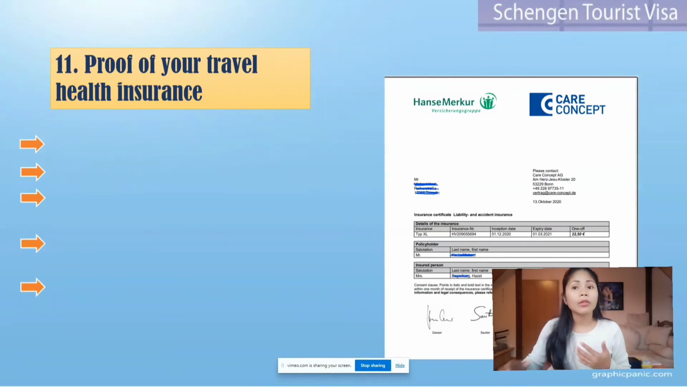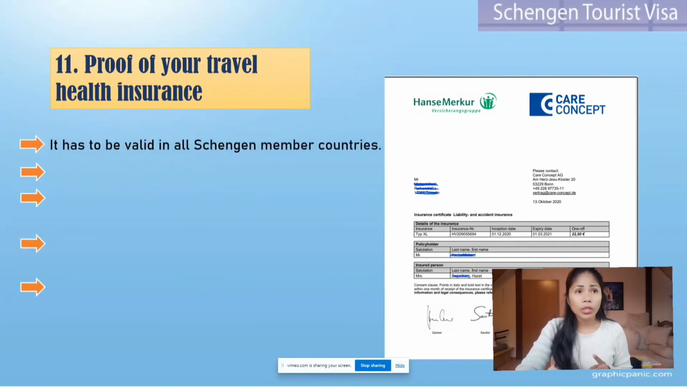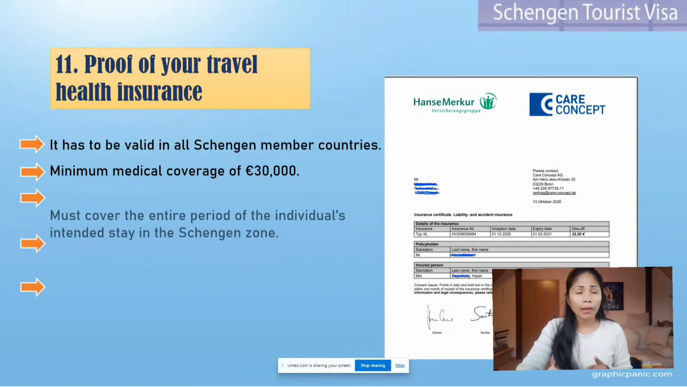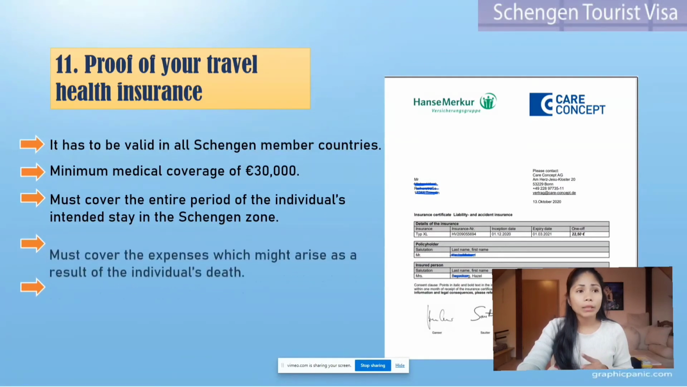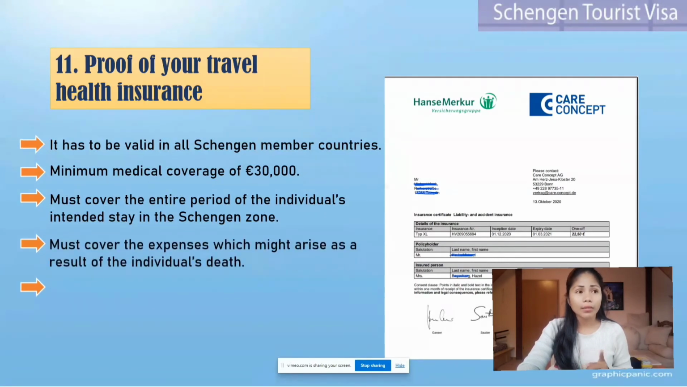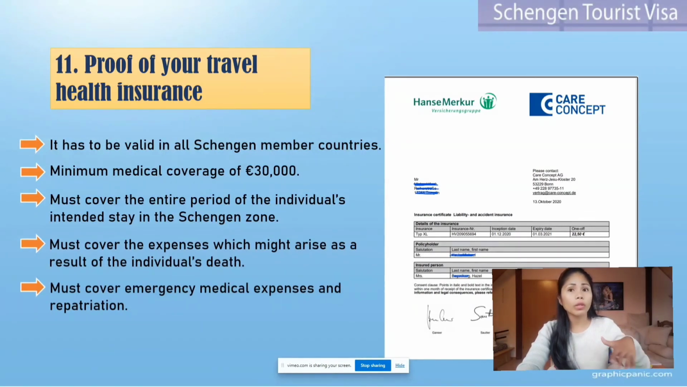Meron ka ng travel health insurance. It has to be valid in all Schengen member countries. Minimum medical coverage of 30,000 euro must cover the entire period of the individual's intended stay in the Schengen zone. Must cover the expenses which might arise as a result of the individual's death. Must cover emergency medical expenses and repatriation. So all of this, guys, ang Hansa Merkur and Care Concept.